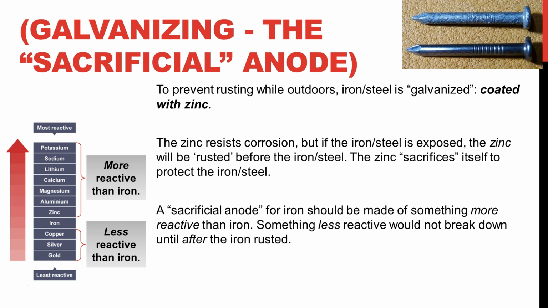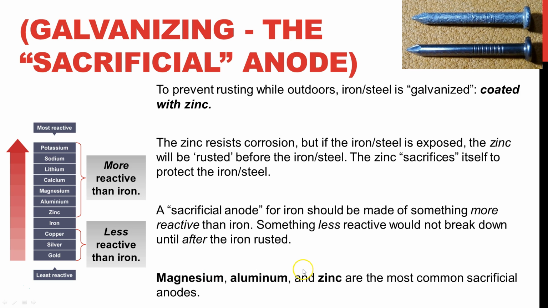A sacrificial anode for iron should be made of something more reactive than iron. Something less reactive would not break down until long after the iron rusts. So magnesium, aluminum, and zinc are our most common sacrificial anodes, the three of them that are directly above iron in our activity chart. This ensures that anytime you have steel exposed, if it is coated with these, these will react long before the iron does, protecting the iron and the steel longer.